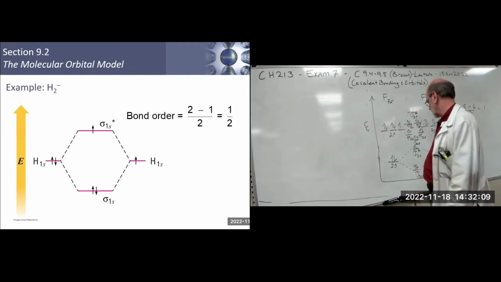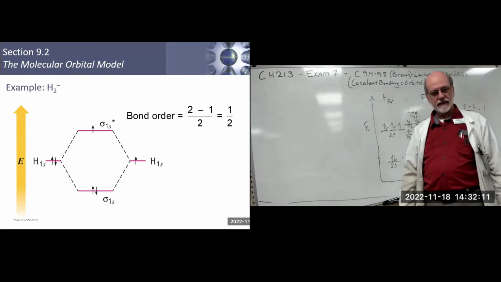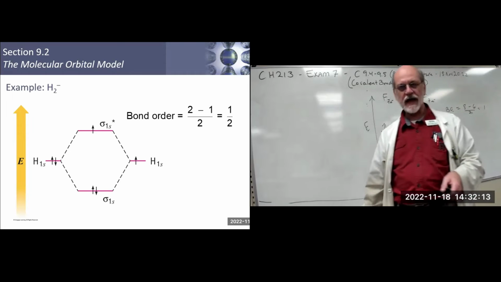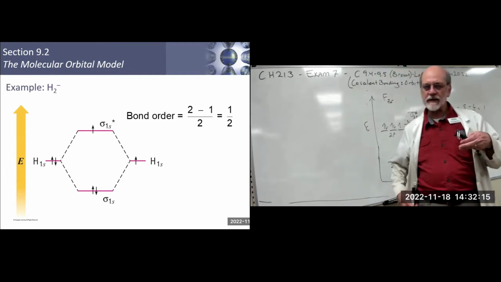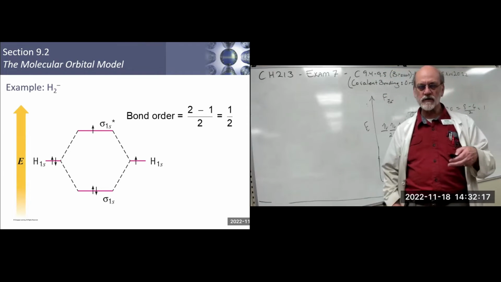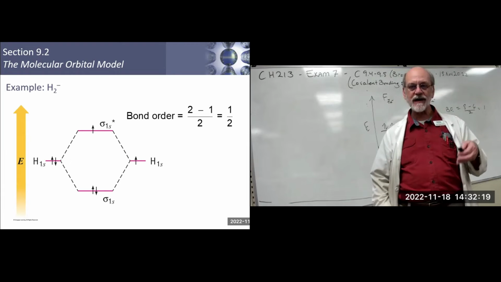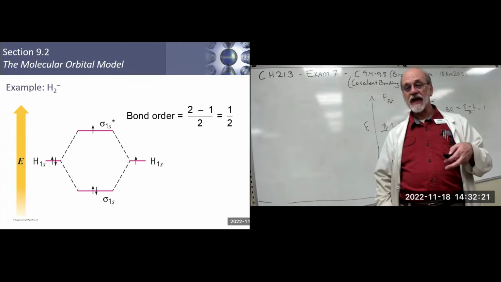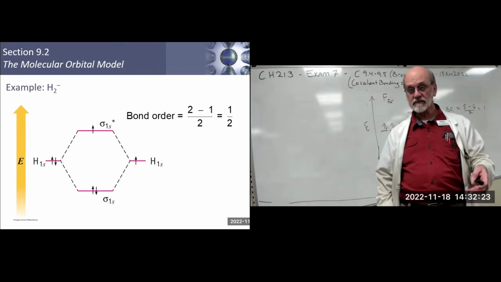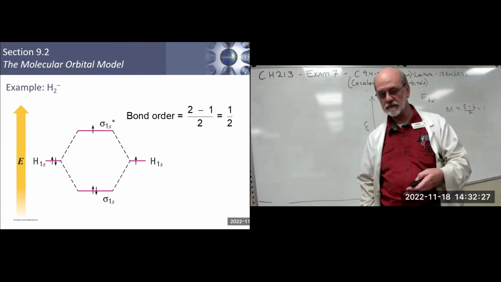Now, what would happen if, and I'm going to refer to the slide for this one, what would happen if we added an electron? In other words, we made an H2 minus ion. Does that stabilize? Is it a stronger bond, or do we destabilize the molecule?